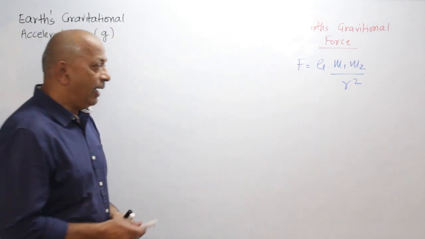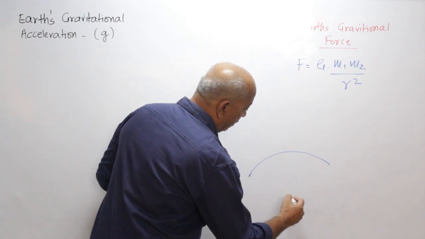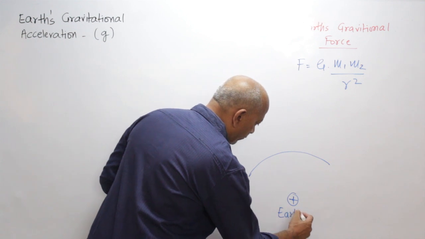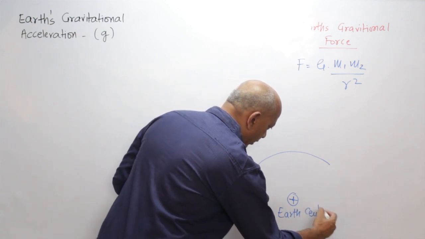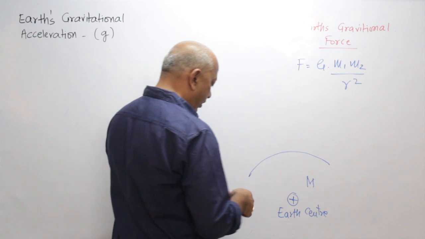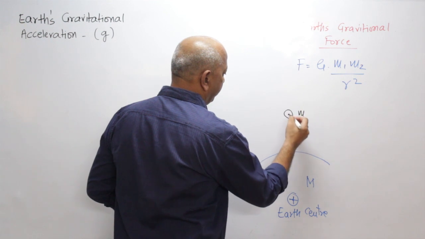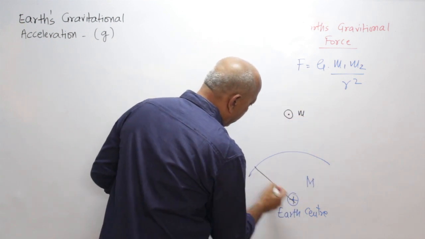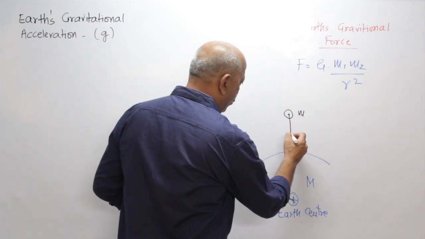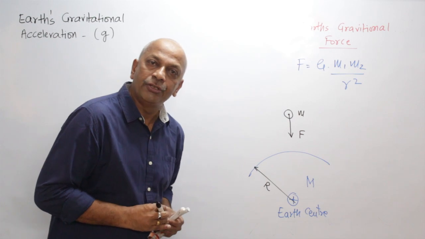We have learned that if this is the Earth center, and Earth's mass, let us say, is capital M, and if there is an object here having mass m, and the radius of the Earth is capital R, then there will be a force towards the Earth, and this is called the Earth's gravitational force.